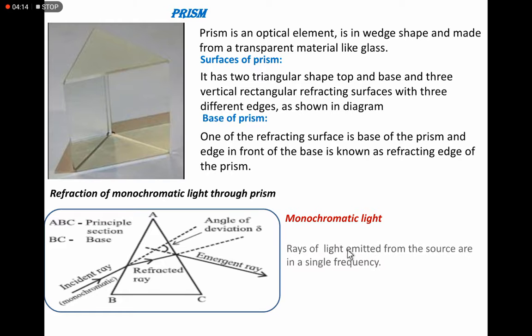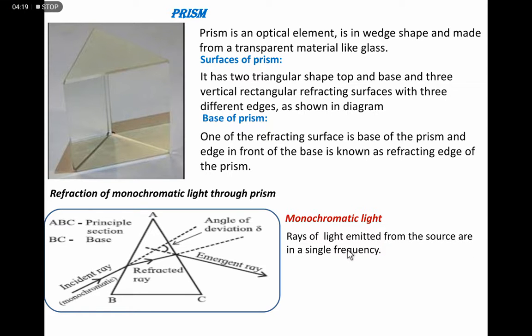Here monochromatic light and polychromatic light have to be considered. Monochromatic light: the rays which are emitted from the source of light, if they are with equal frequency, that source is known as a monochromatic light source. For example, a sodium lamp or mercury lamp is a monochromatic source of light. In a polychromatic source of light, the rays from the source are not with uniform frequency. So that type of source is known as a polychromatic source, and examples are sunlight or tube light, etc.